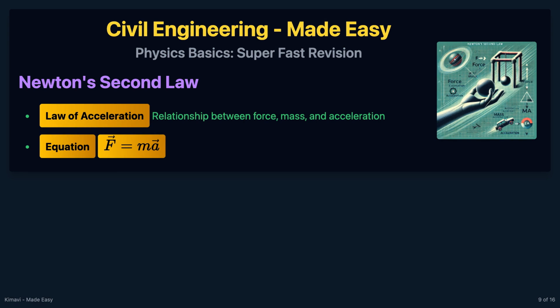Let's break down Newton's second law of motion, also called the law of acceleration. It states that the acceleration of an object is directly proportional to the net force acting on it and inversely proportional to its mass. The equation that represents this is vector F equals mass times vector A.